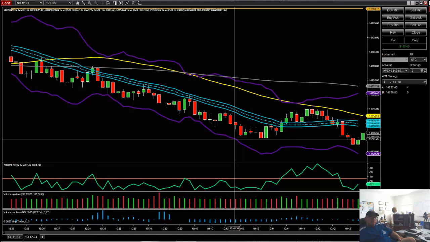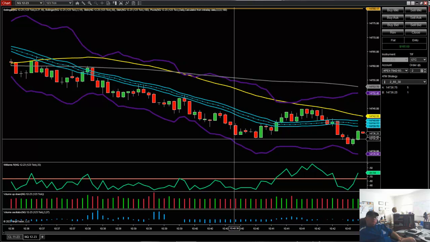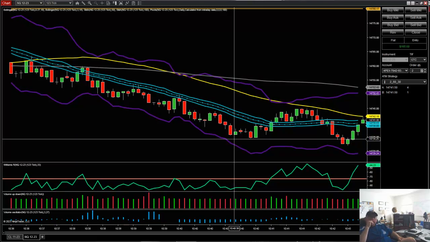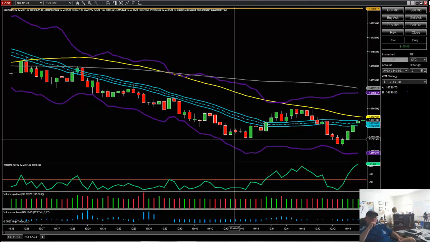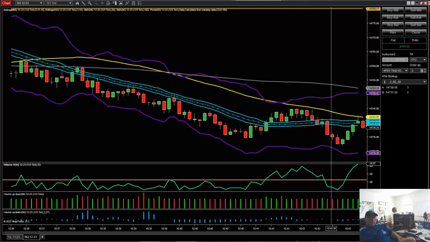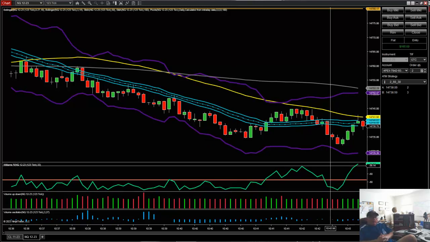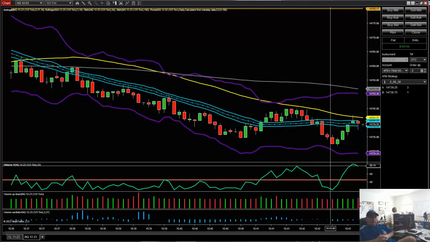That's unfortunate. Not in a hurry to lose money. Already did that today. All right, we're looking at these two bars. That's pressing higher. Not a good setup yet.